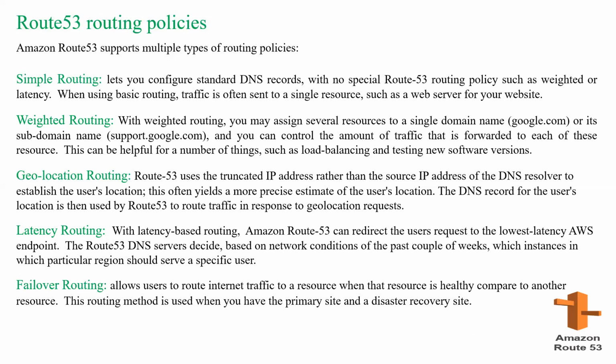So what happens? Always the traffic will be passed on to the primary server. For whatever reason, if the primary server is not functioning all right, or if it is receiving too much web traffic, at that point of time the ongoing network traffic will be routed to side B or the secondary server. So these are all the different types of routing policies available in Route 53.